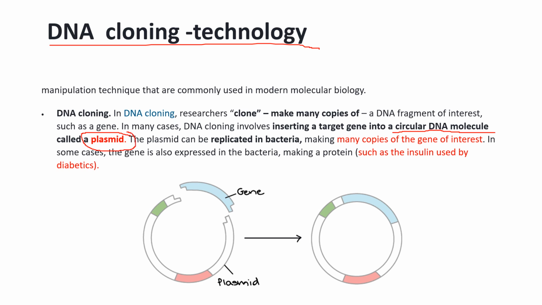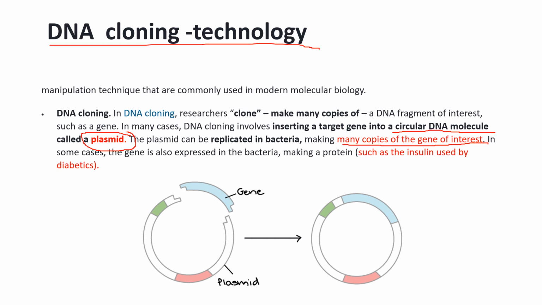Why plasmids? Because plasmids can be replicated in bacteria. When they replicate, they make many copies of the gene of interest that they are carrying. So we use plasmids because bacteria can replicate and hence make many copies of the DNA of interest. In some cases, they can be used as storage for a DNA of interest, or they can be used to express the protein for which they are coding.